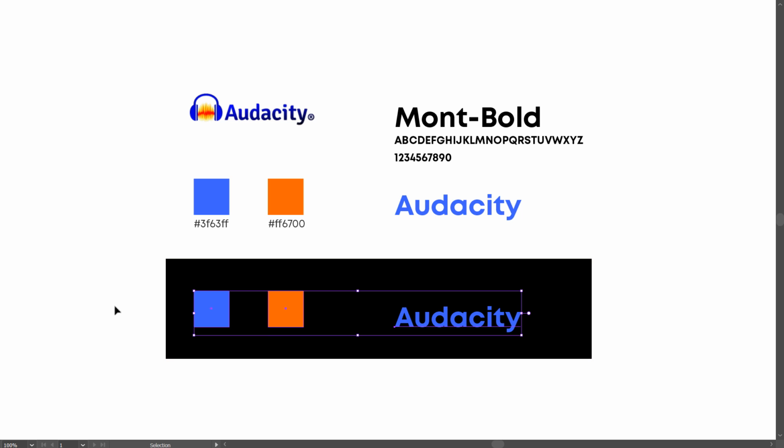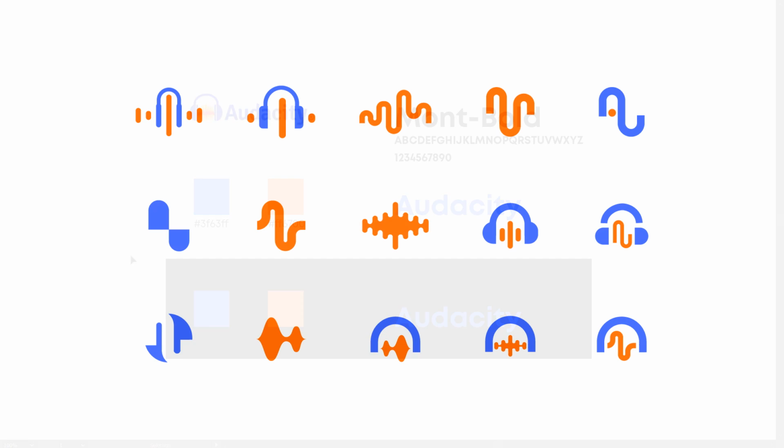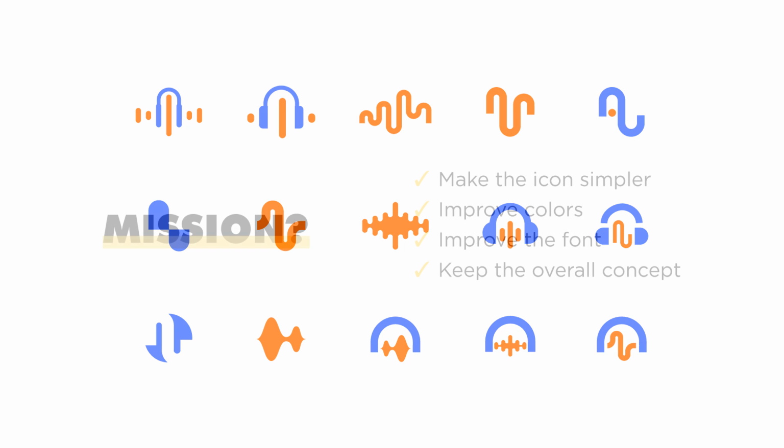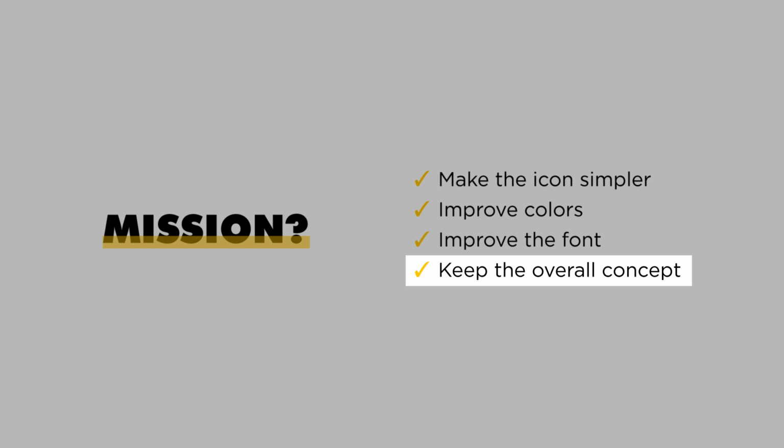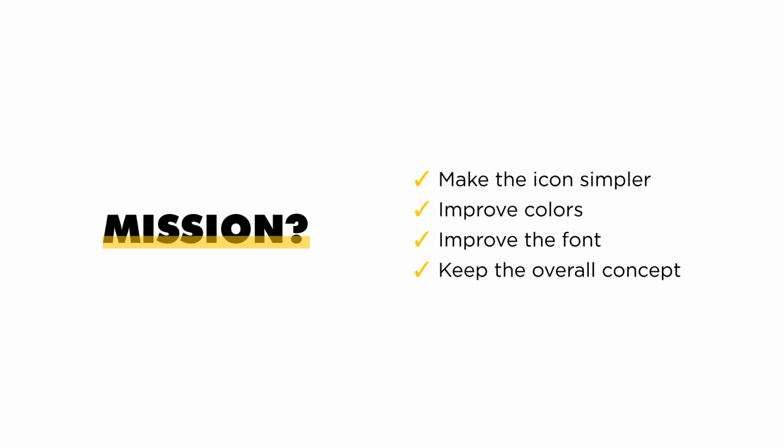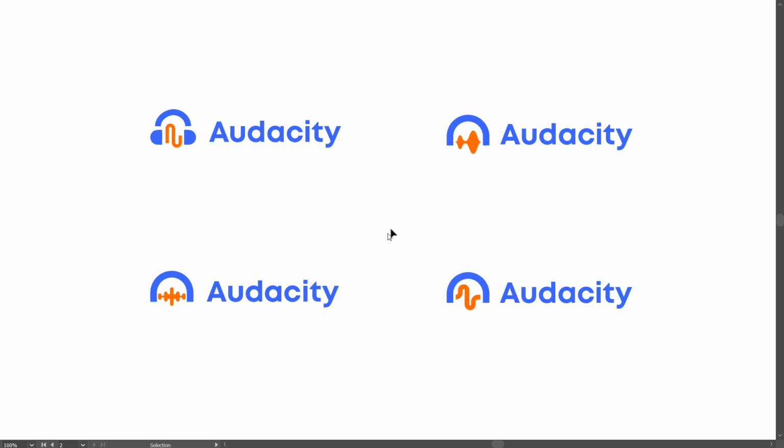You can see how the colors still work well even when I drag them on a black background. And after applying the colors to the vectorized concepts, this is what I've got. And because I've said first when I mentioned the mission of the redesign, that we have to keep the overall concept of the old logo, I rejected the totally different ones and I kept those.